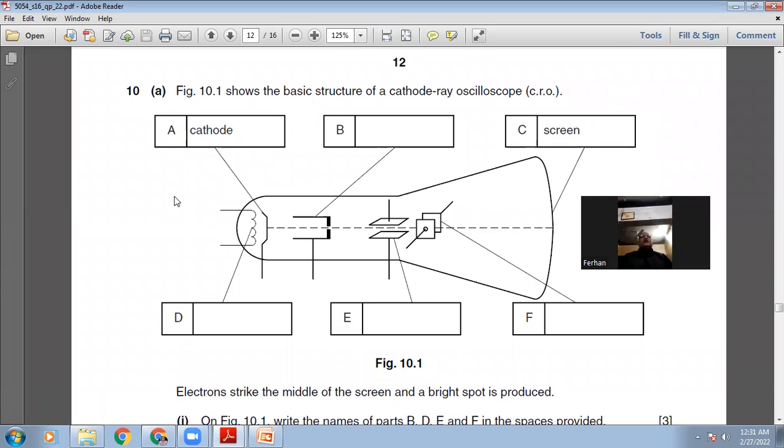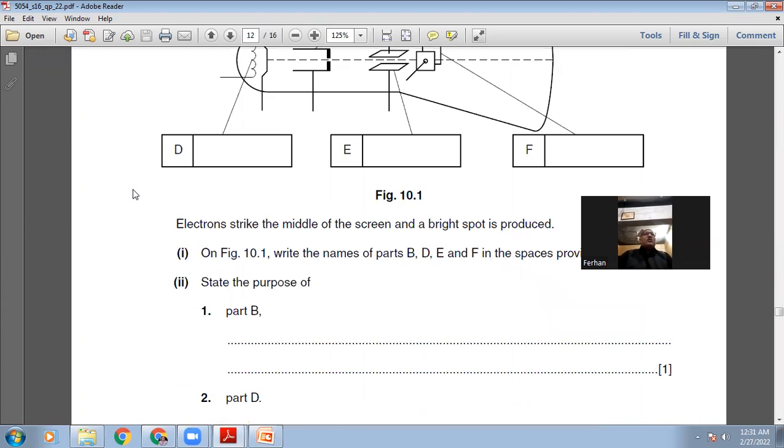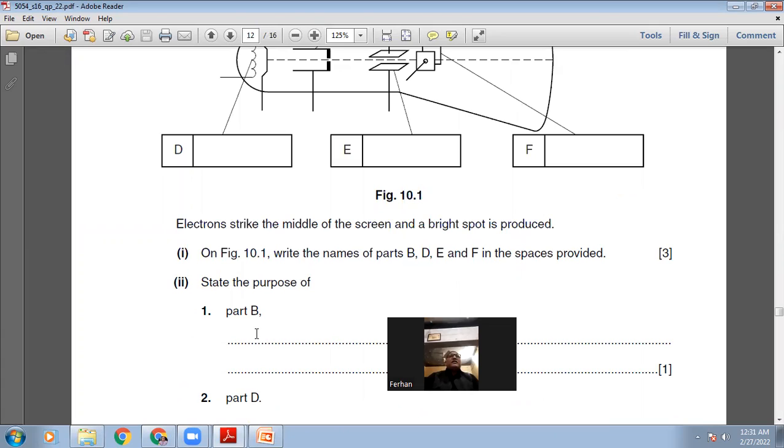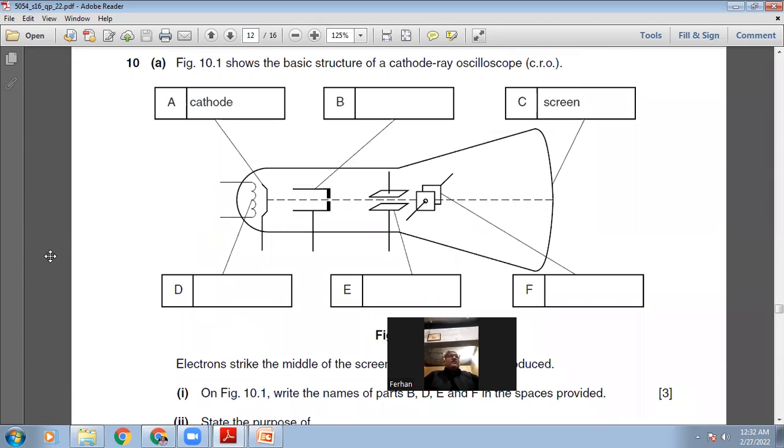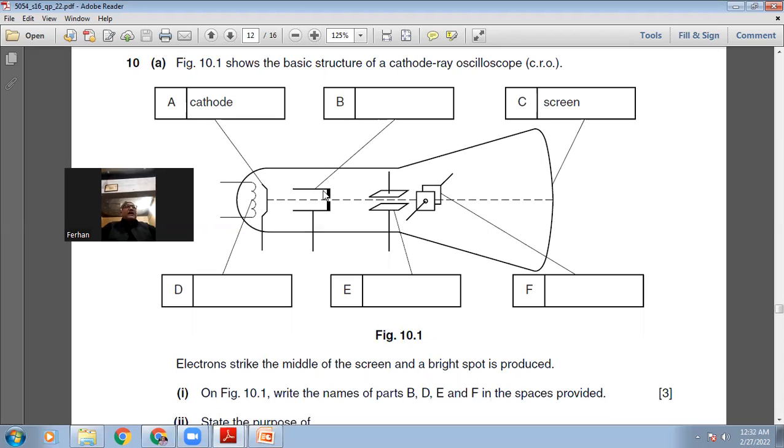Figure 10.1 shows the basic structure of a cathode ray oscilloscope. The electrons strike the middle of the screen and a bright spot is produced. On figure 10.1, write the names of the parts B, D, E, and F in the spaces provided. State the purpose of the part B and the part D. That's the question. First of all, we will name these things. B is an anode at a very high voltage. So this is anode. This is filament. D is the filament.